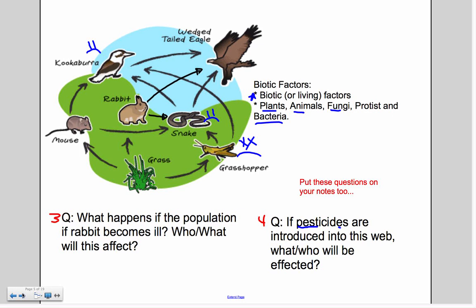So in your notes or your foldable, you'll need to put these other two questions in there. Hopefully we'll get them answered before we're done today. What happens if the population of rabbits in the picture above were to become sick or ill? Who or what would be affected almost immediately? And then number 4 is, what if pesticides were introduced into this food web that's in the upper left-hand corner, what or who would be affected? Remember that pesticides are going to affect pests or bugs usually.